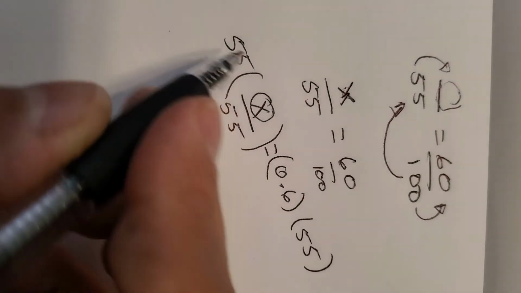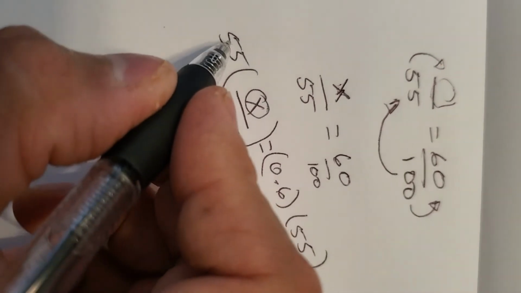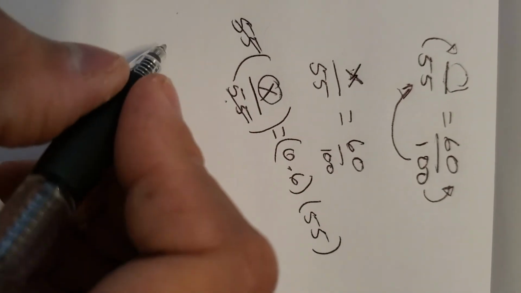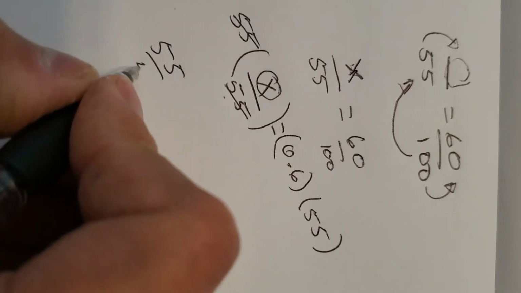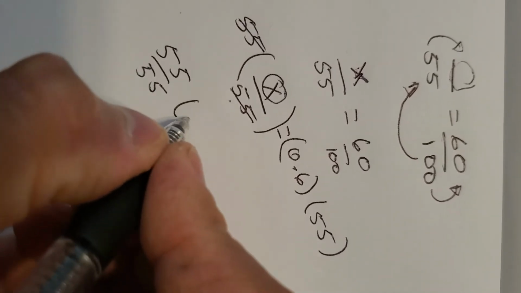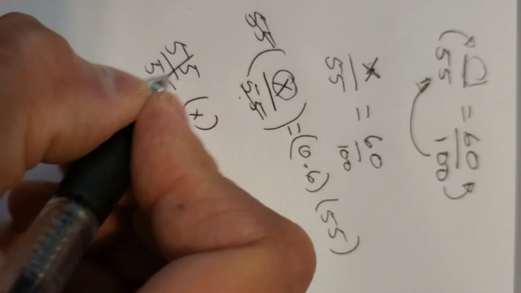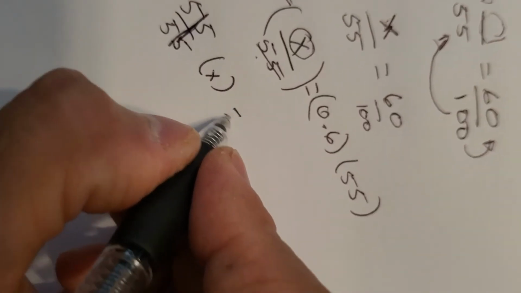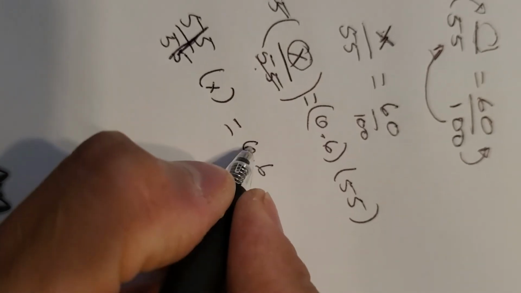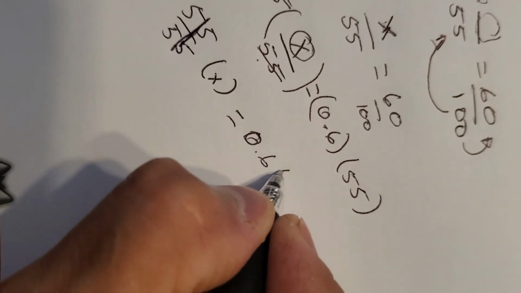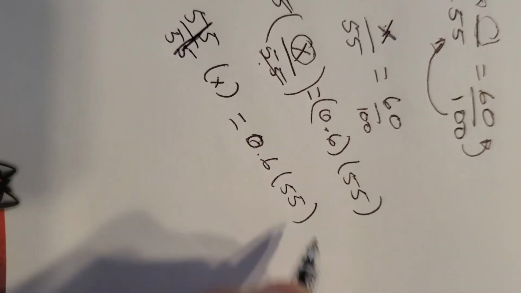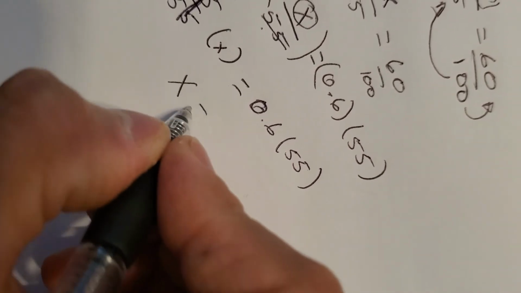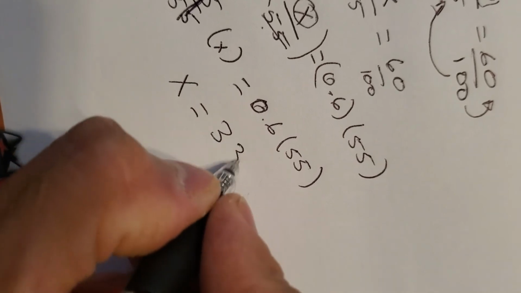Once I do that, I've got 55 over 55, so I already isolated my variable, because 55 over 55 is equal to 1. So I already have 1 multiplied times x, and it is equal to 0.6 times 55. You just need to do this multiplication and you will find out that your x is equal to 33.